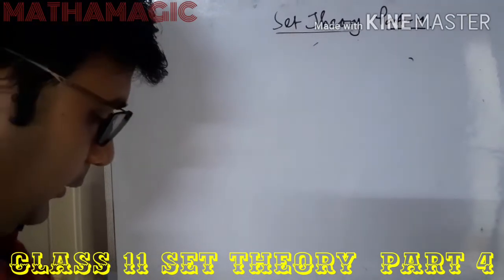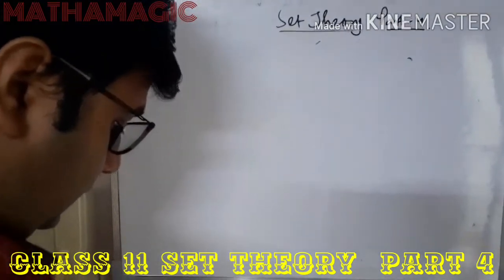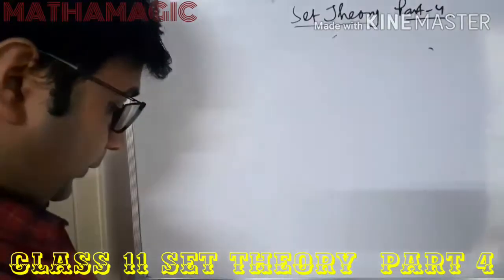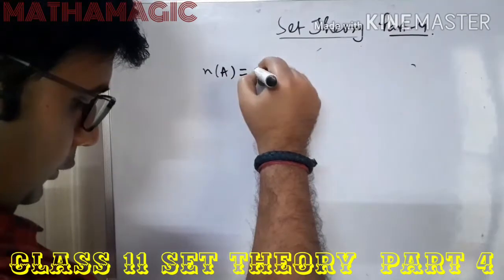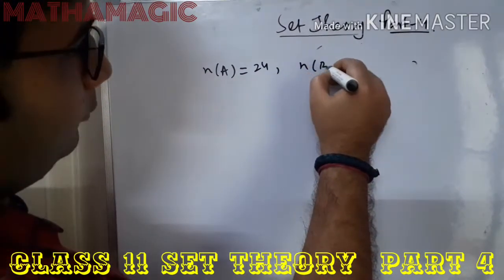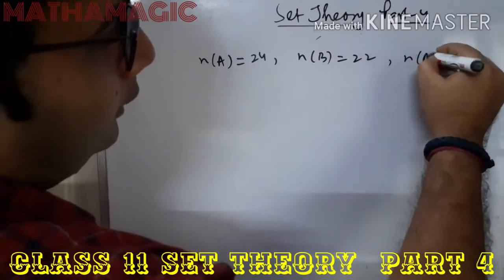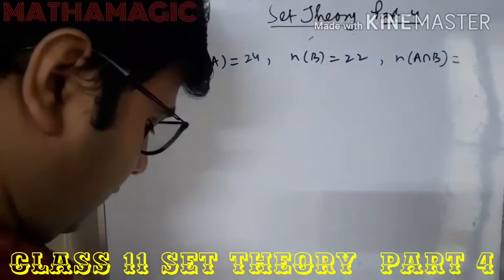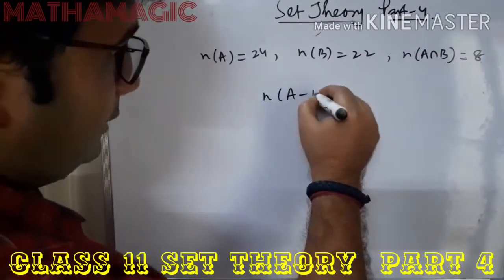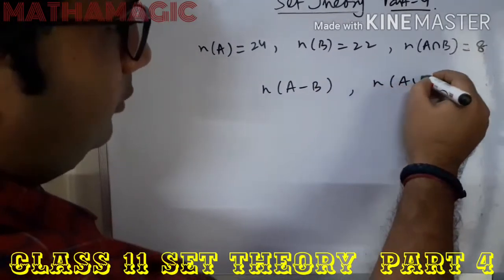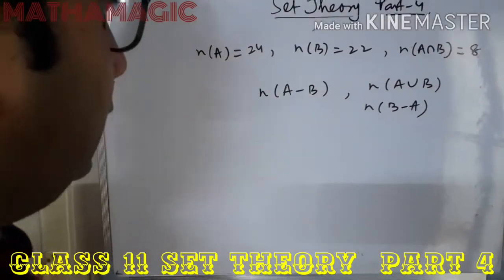So let's start with the first one. It is being stated that A and B are 2 sets such that n of A is equal to 24, whereas n of B is given as 22, and n of A intersection B is given as 8. Now we need to find n of A minus B, n of A union B, and n of B minus A. So we'll find one after another.